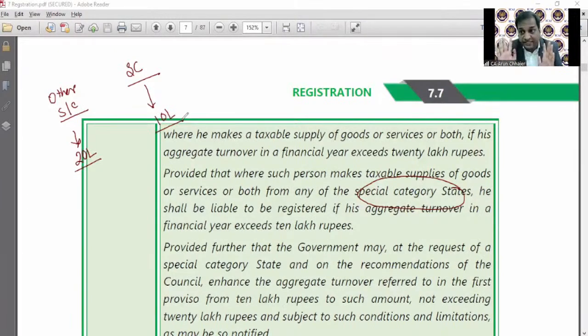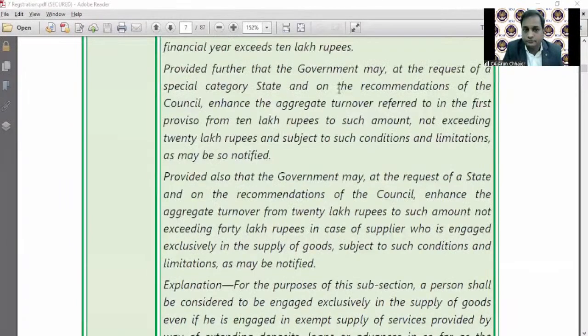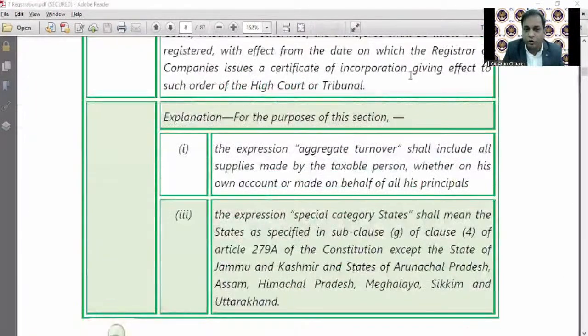What is the meaning of special category state? Sir, why do we need to understand the meaning? Because if you are in the special category state, the limit would be 10 lakh rupees, and other than special category state, the limit would be 20 lakh rupees. What is the meaning of special category state? Go to the explanation.